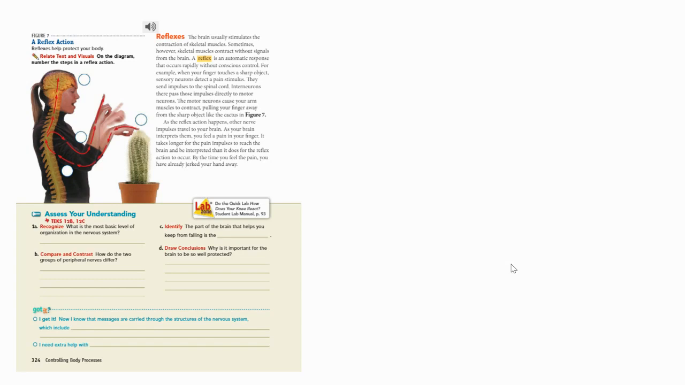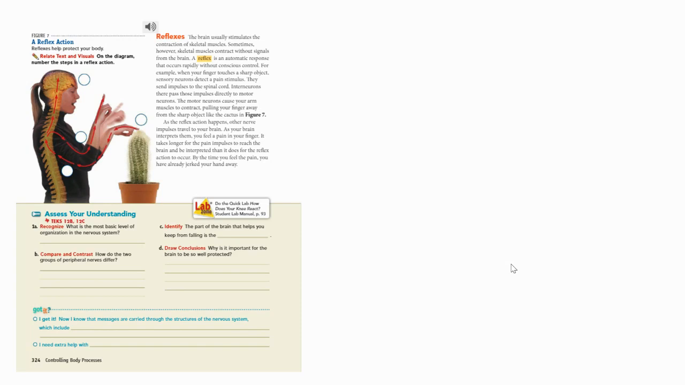Now, lastly, we're going to talk a little bit about reflexes. The brain usually stimulates the contraction of skeletal muscles. Sometimes, however, skeletal muscles contract without signals from the brain. A reflex is an automatic response that occurs very quickly without control from your brain.